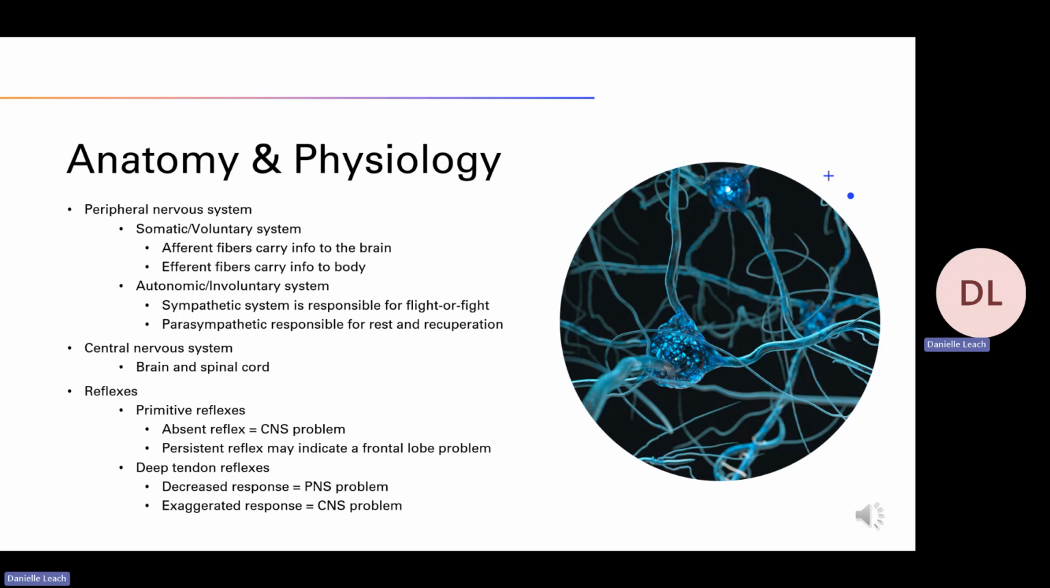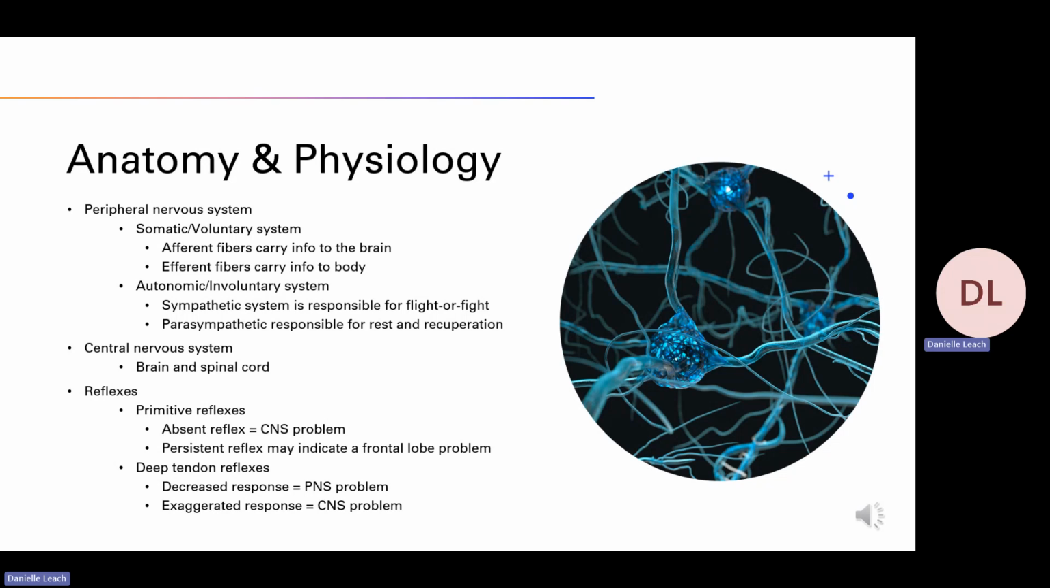The sympathetic nervous system is a part of the autonomic nervous system, and that is responsible for the fight or flight response. And then the parasympathetic nervous system is responsible for rest and recuperation of all of the body systems. If we're talking about the central nervous system, that is just the brain and the spinal cord. We can, of course, further break down divisions in the brain into three main sections, the cerebrum, the cerebellum, and the brainstem. And of course, we can break down the different lobes of the brain if needed.